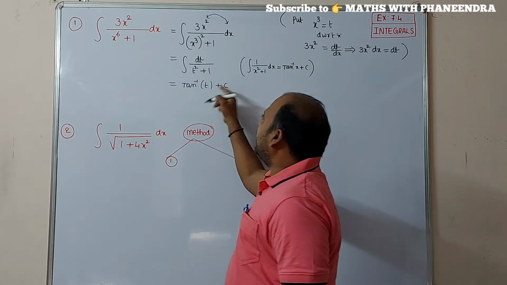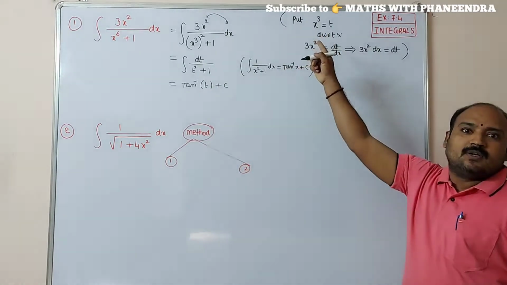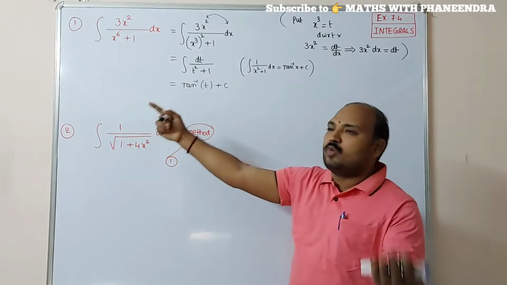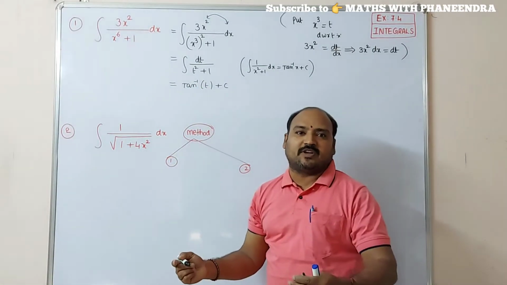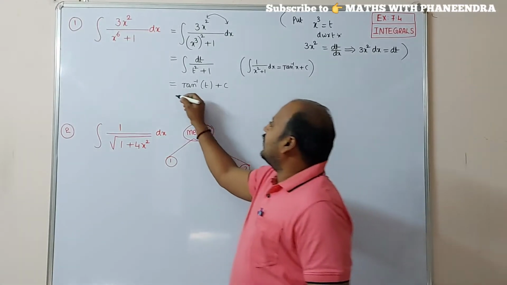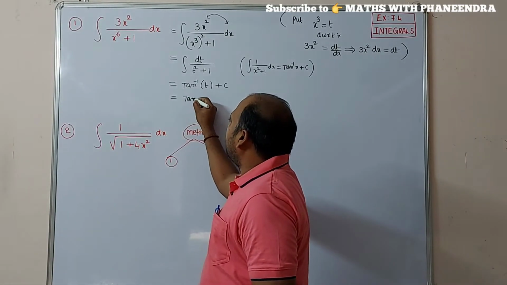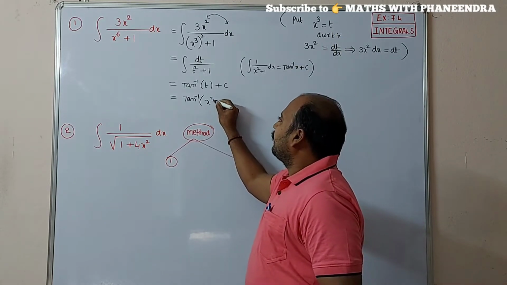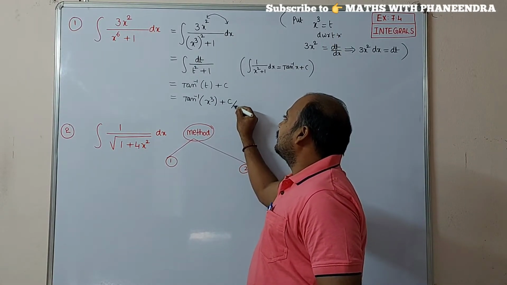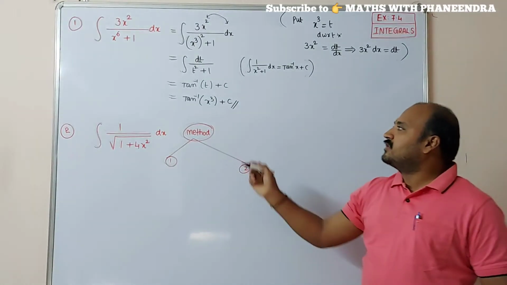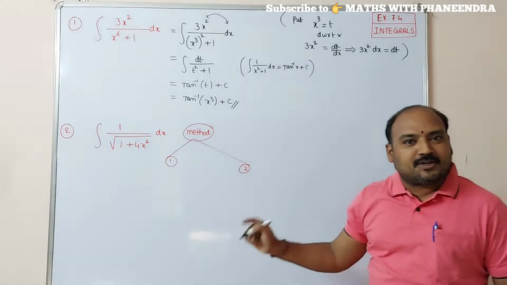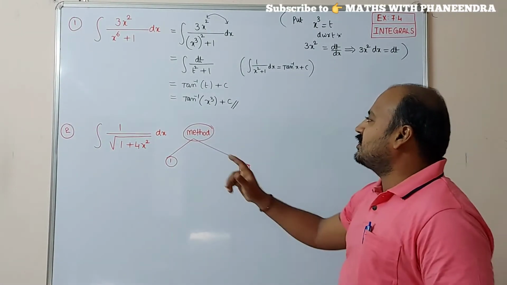plus c. In place of t, what do we have to give? x cube. Why? Because the given question is in terms of x, so we need to give the answer also in terms of x, not in terms of t. So that is equal to tan inverse of x cube plus c. So the answer is tan inverse of x cube. I hope everyone understands. We'll move on to question number 2.